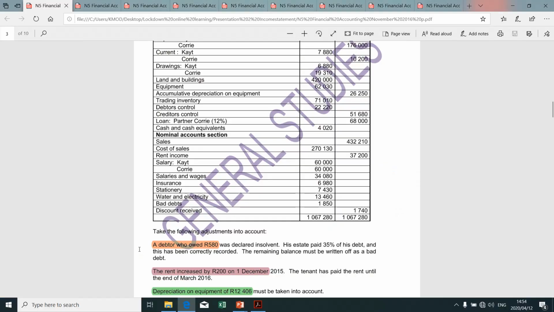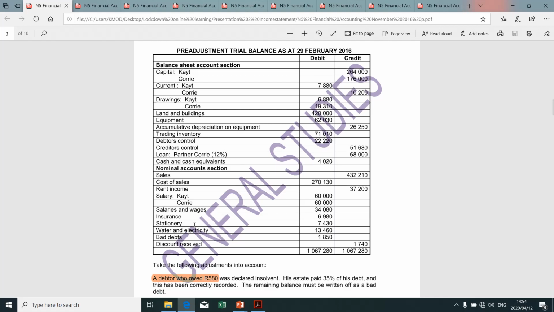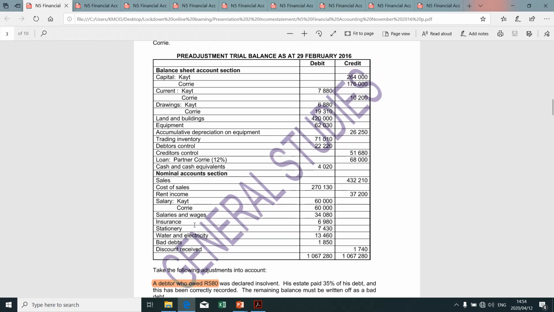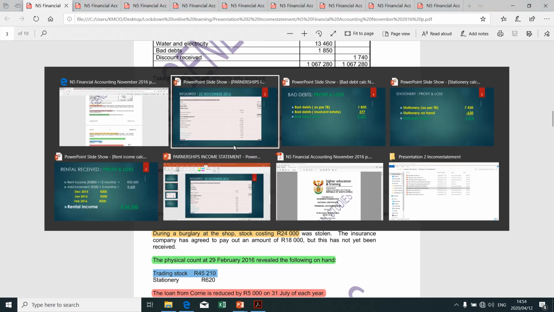Before I even do the calculation, I quickly want to go to the pre-adjusted trial balance. You'll realize as per the nominal section, we were not specifically given the trading stock deficit. However, the trading stock deficit will arise if there's a difference between your trading inventory as provided under the balance sheet section and your physical stock count value as provided under the adjustments. Without wasting any time, I'd like to go to the calculations.